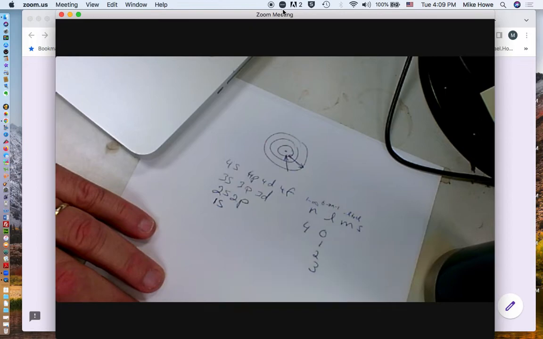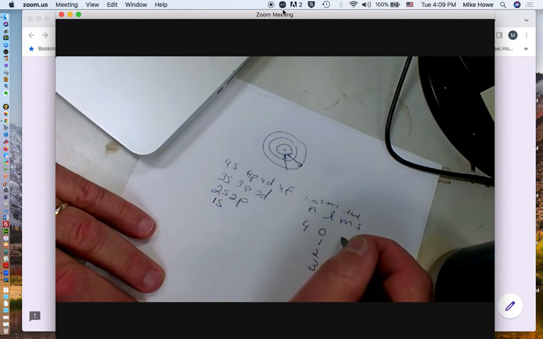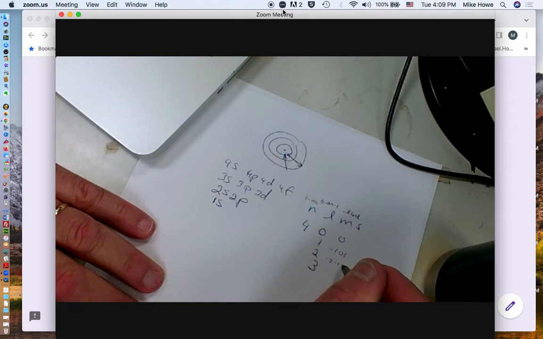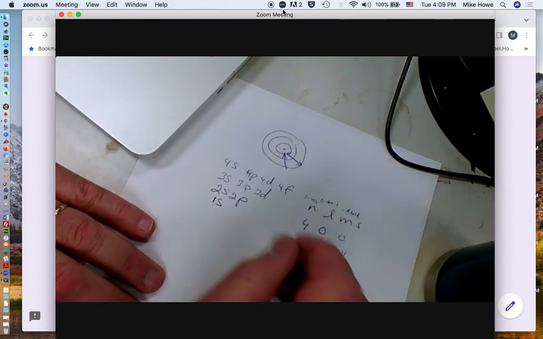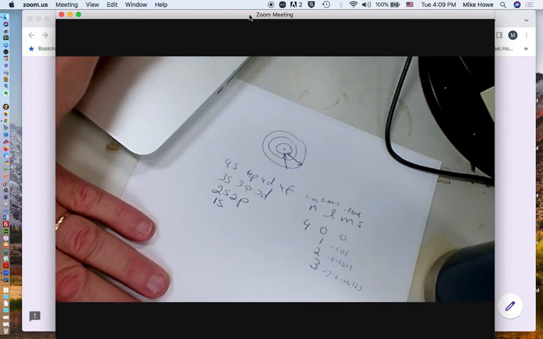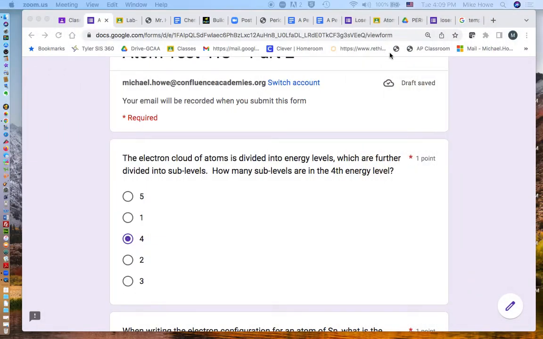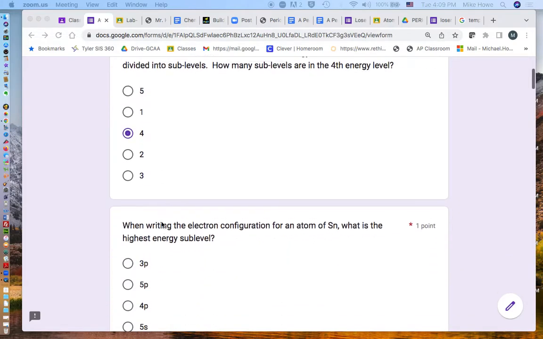So if n equals 4, then L could be 0, 1, 2, or 3, because n minus 1 would be 3. And m can be negative L to positive L, so the m values would be 0; negative 1, 0, 1; negative 2, negative 1, 0, 1, 2; negative 3, negative 2, negative 1, 0, 1, 2, 3, like that. So 7 orbitals, 5 orbitals, 3 orbitals. But this question asks us about sublevels. So how many sublevels? 4.